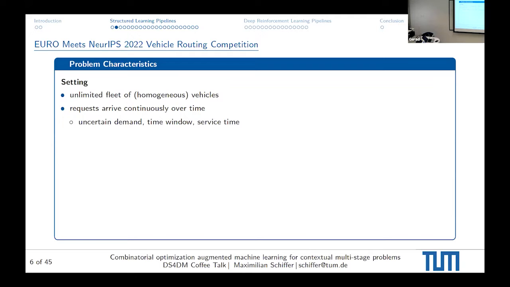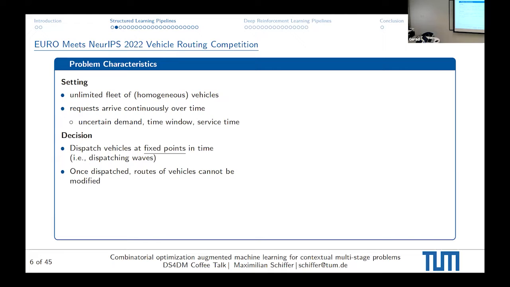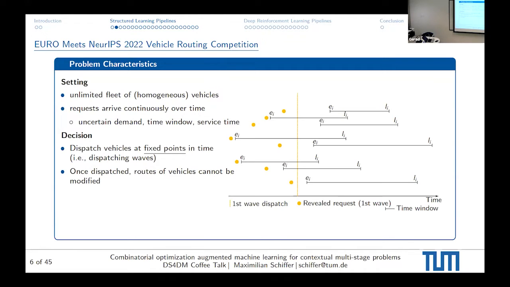It was basically a dynamic routing problem where you had an unlimited fleet of vehicles. You had requests arriving over time. Demand was uncertain, time windows and service time as well. And then the decisions that you have to make is you have to dispatch vehicles at fixed points in time to serve those requests, right? So basically in technical terms from practice, it would be dispatching waves. So you collect requests for 1 hour, then you take a decision who to serve, you collect more requests and so on and so on. Once you dispatch something, you cannot modify it. It's not mobility on demand, it's logistics.